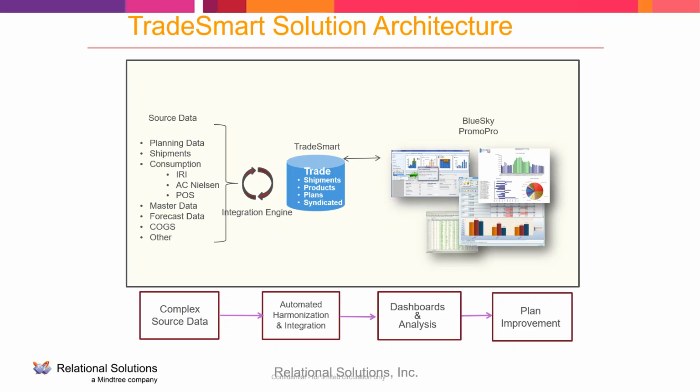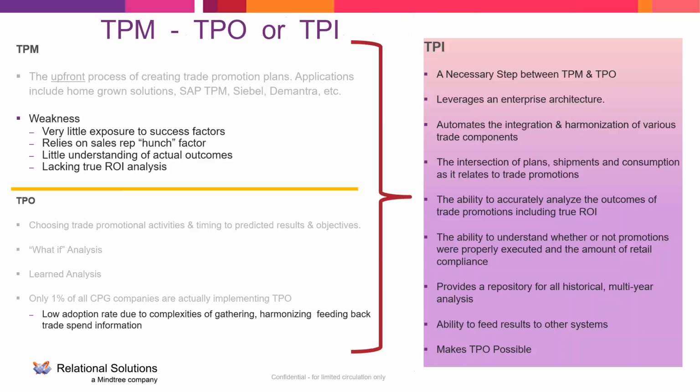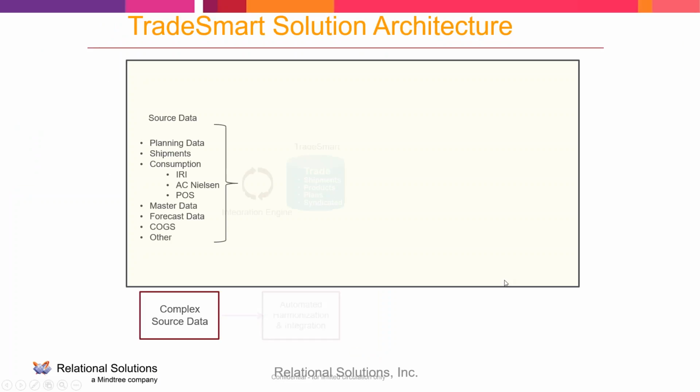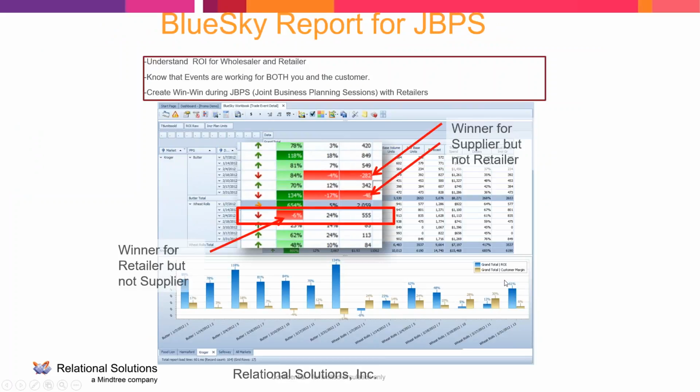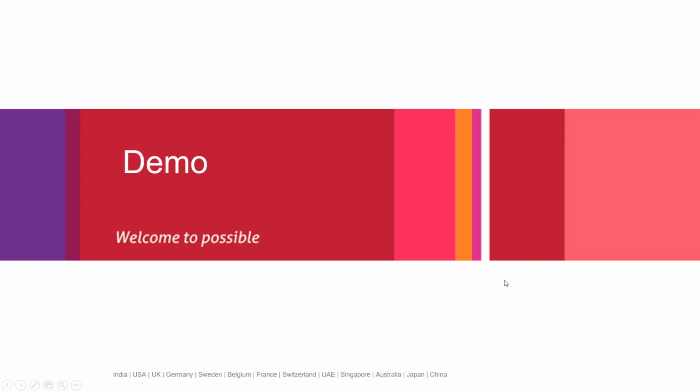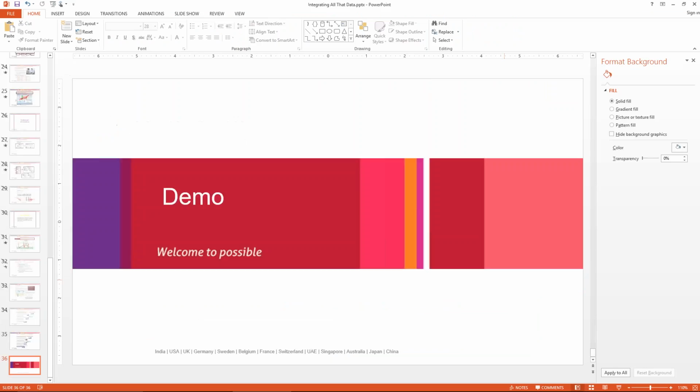That's actually a component that Mindtree has called Apex. It's one of the reasons that we wanted to merge with them, because it adds a lot of value to the application. But as I stated before, you cannot get to TPO for what-if analysis without first understanding and integrating the right data sources for trade promotion intelligence. So this is an example of a joint business planning report for trade where we're integrating that information.